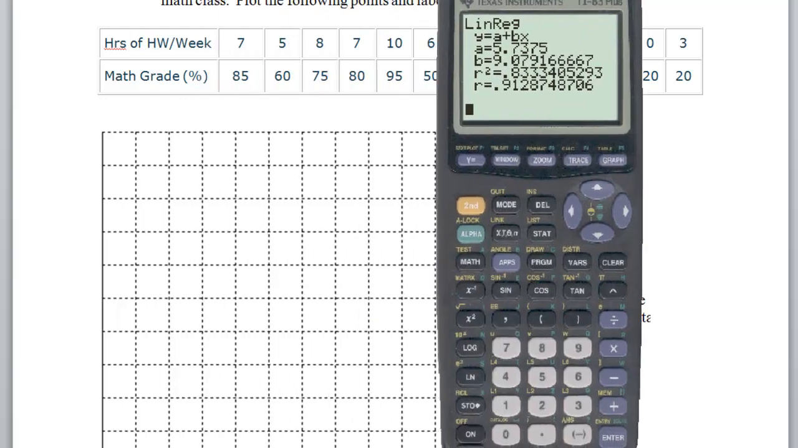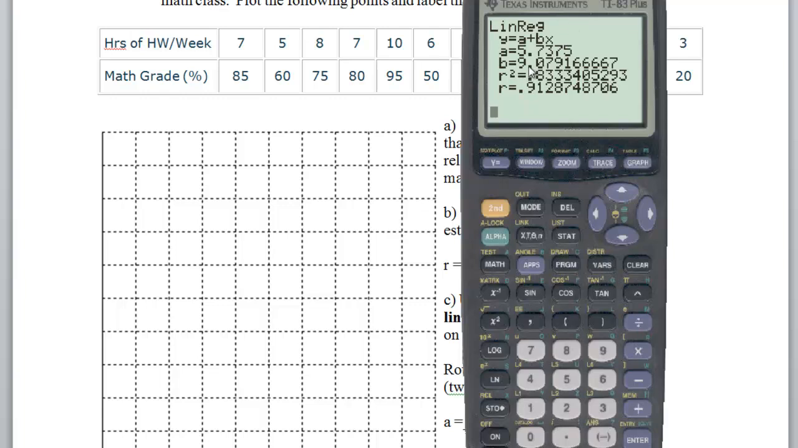Now what that is, is an actual slope. This 5.73 is the starting place on the y-axis, and the B is the slope of that line going up almost a full tick box each time. So it creates this kind of diagonal line.